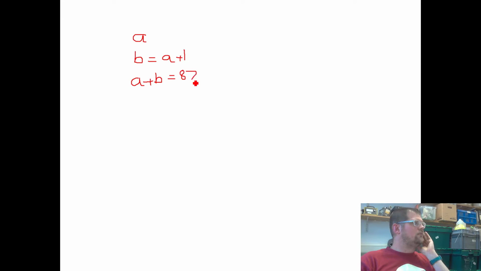Okay, and then these numbers are consecutive. So one of them, I'm just going to say, is equal to the other number, A plus 1. Okay, so that means that they're one away from each other. That fulfills the information given in the question. They're two consecutive numbers. The other piece of information you're given is that when you add them together, A plus B, okay, that is equal to 87.